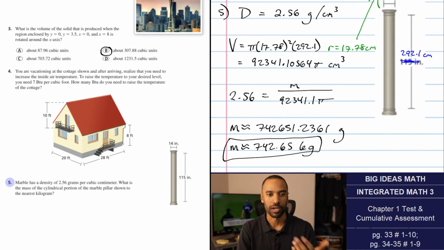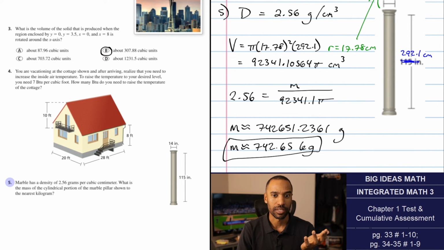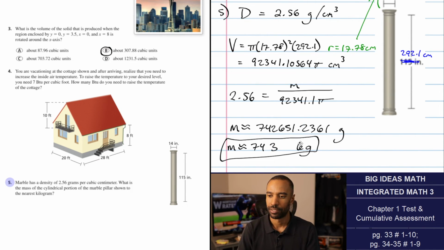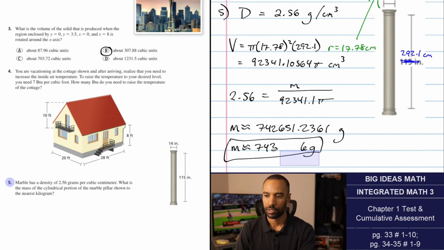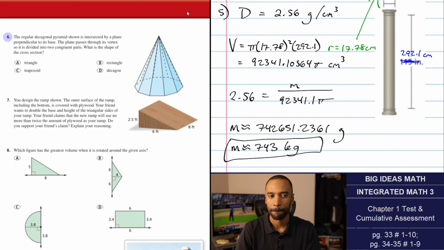So volume alongside density gets me where I want to go, right? Okay. They said to the nearest kilogram. So let's go 743. I always got to check. I got the units right, but not the rounding. That's the part I really got to pay attention to. Okay. Number 5. Let's move on. We got 4 more questions, I believe.